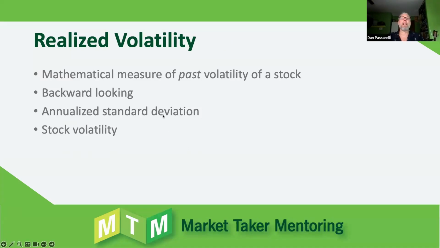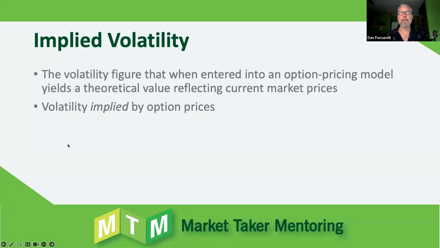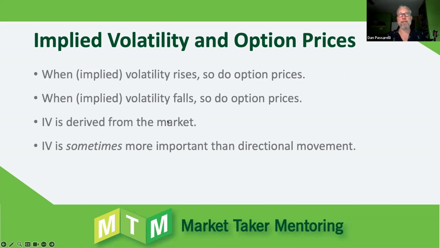Okay, so realized volatility is a mathematical measure of the past volatility of a stock or ETF or whatever. It looks backwards and takes the annualized standard deviation. It is the stock volatility. Where implied volatility is the volatility figure when entered into a pricing model that yields a theoretical value. Basically, it's forward-looking. It's the volatility implied by option prices.